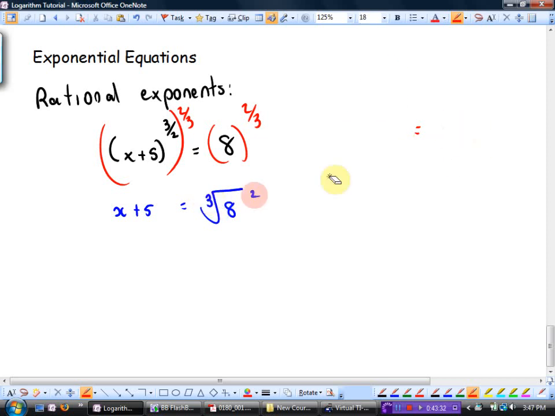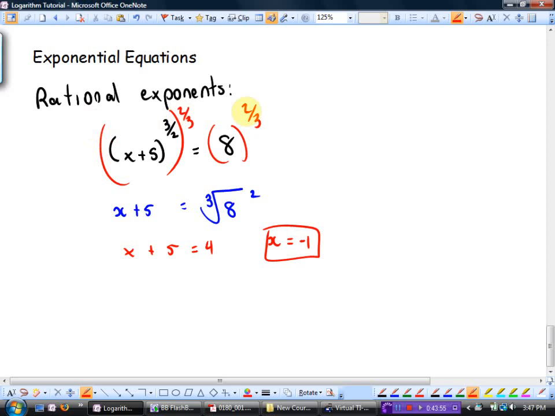Hey, by the way, what is the cube root of 8? 2, you say? Very good. Squared. At least you got that. I get x plus 5 equals 4. What does x have to be, in your head? Negative 1.